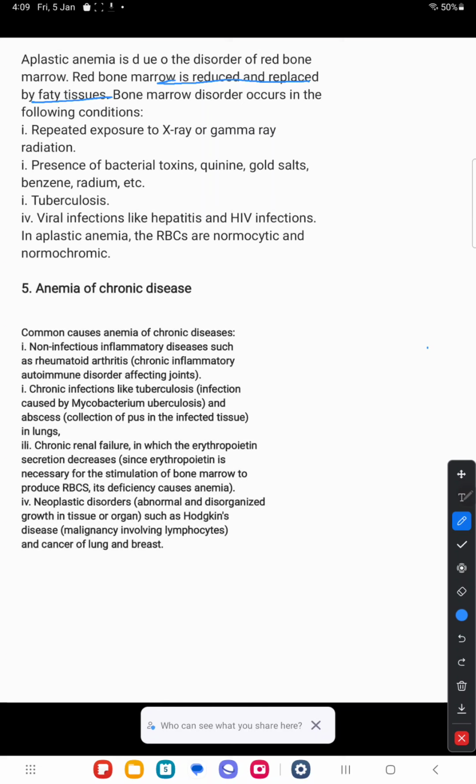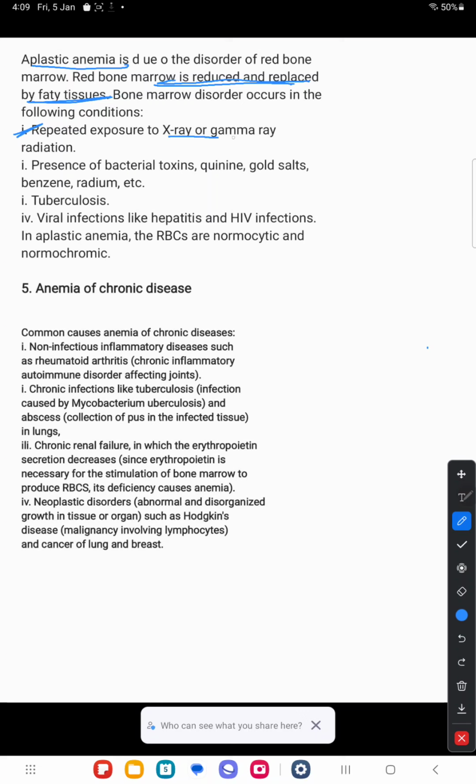The bone marrow consists of a substance that produces RBC. That substance is replaced by the fatty tissues. So we can see aplastic anemia. We will see in which conditions, what are the causes for this replacement or reduction of bone marrow, and how the bone marrow is reduced and replaced by fatty tissues.